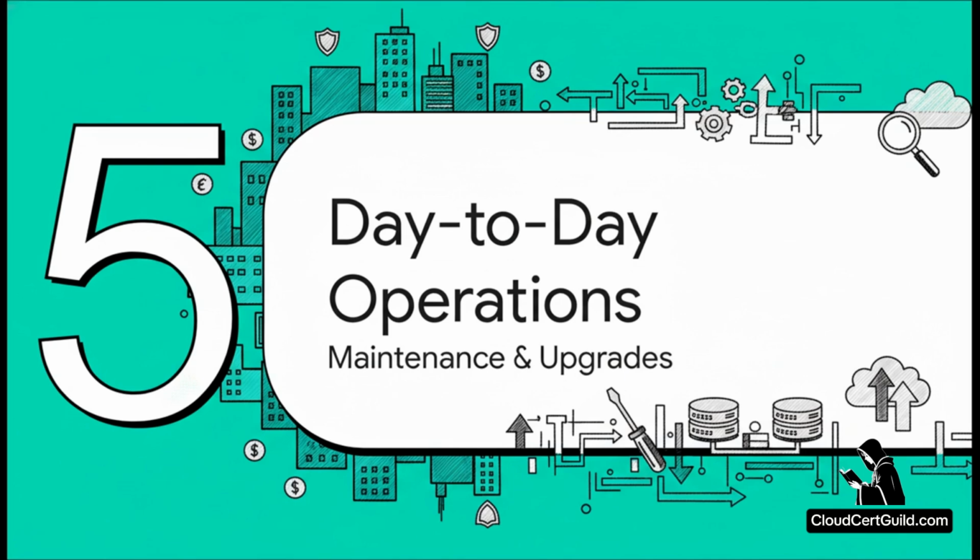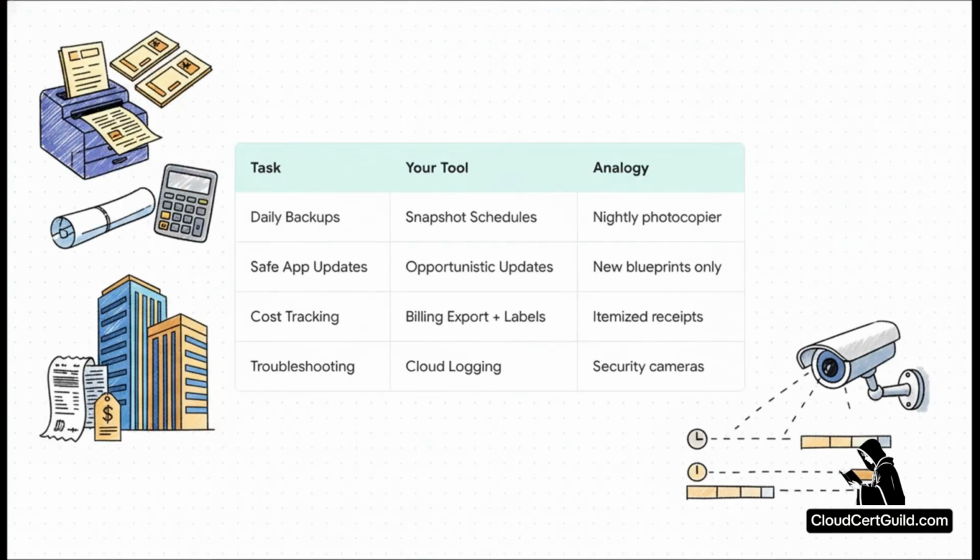But the work is never truly done, is it? Just like physical buildings, our digital properties need constant maintenance, regular upgrades, and someone keeping an eye on things. So here's a quick look at your property manager's toolkit. For daily backups, you've got Snapshot Schedules. It's like having a photocopier that automatically makes a copy of your land deeds every single night. For safe app updates, you can do what's called an opportunistic rolling update, which is clever. It only uses your new blueprint for any new buildings, leaving the old ones alone.